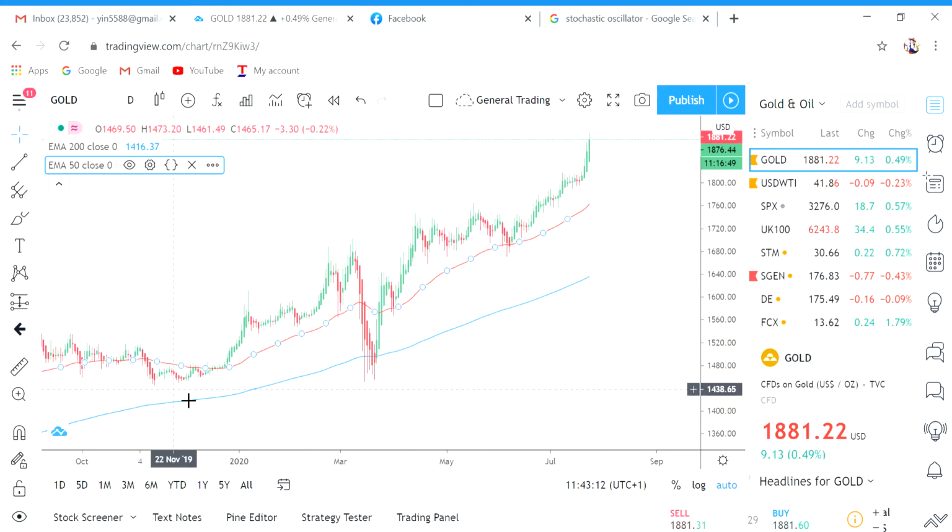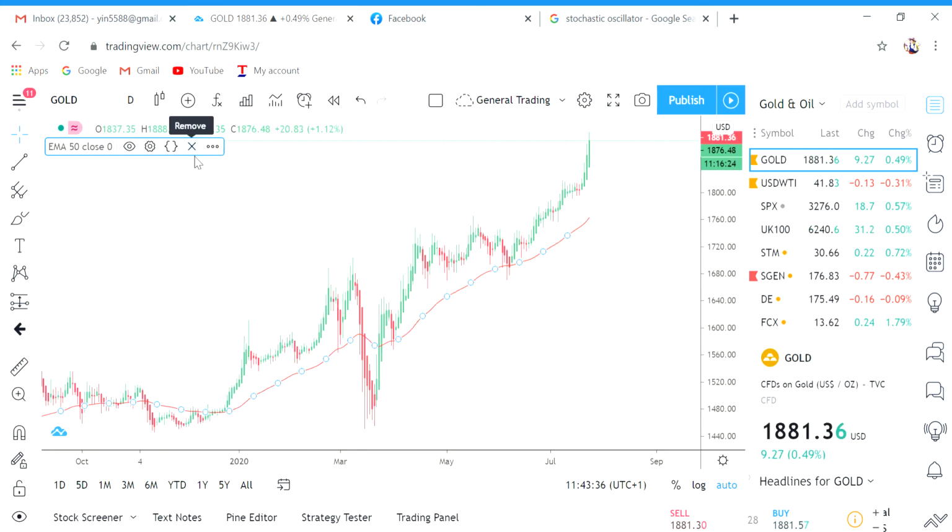Just bear in mind, EMA 50 and EMA 200, they are long-term trending charts. So you would use them on a daily chart mostly. You wouldn't use them on a 5-minute chart, for example, because they're long-term trending ones. But on a 5 or 15-minute chart, short-term trading, what you use instead is SMA.